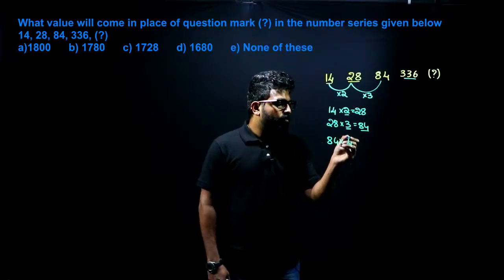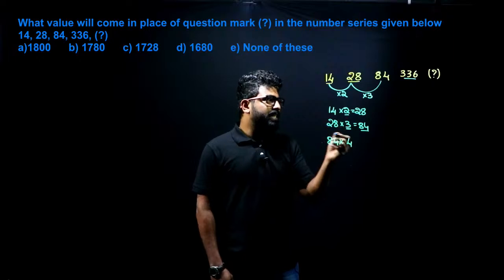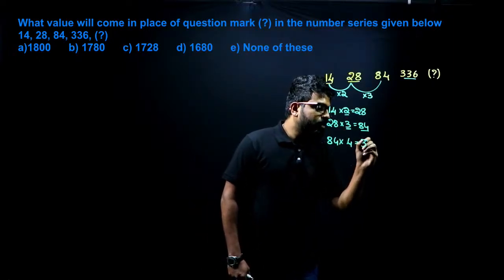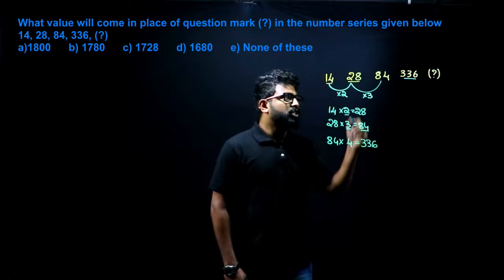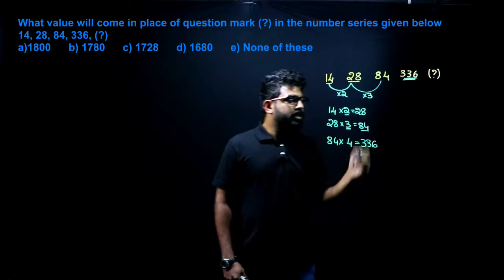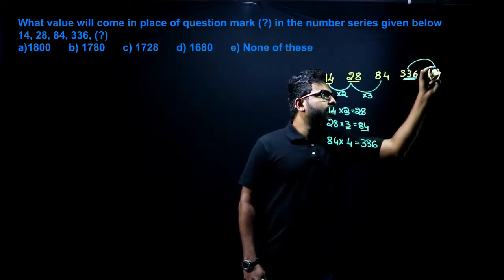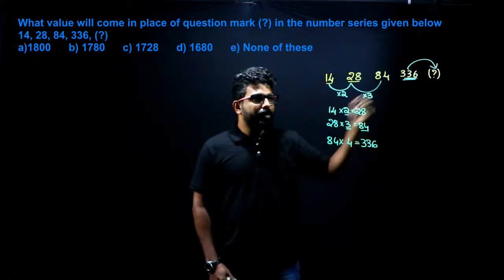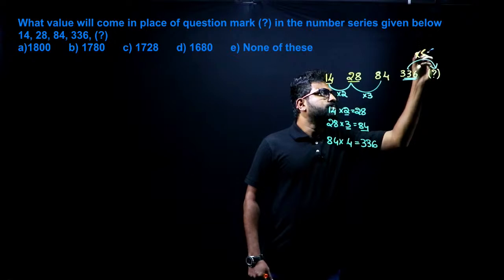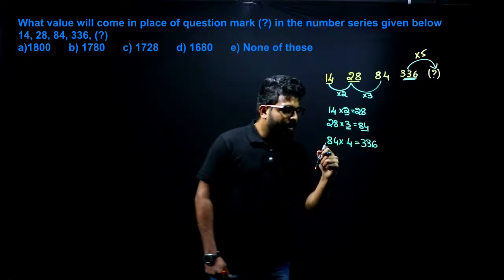84 into 4. 4 into 80 gives me 320. 4 into 4 gives me 16. 320 plus 16 gives me 336. So I'm getting my right number here in the series. So what do I need to multiply with 336 to get my missing term here? I need to multiply it with 5. So it was 2, 3, 4 and then it must be 5.